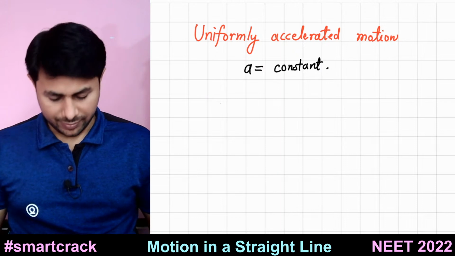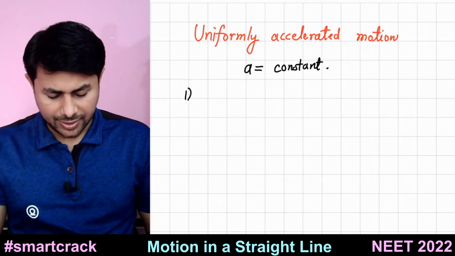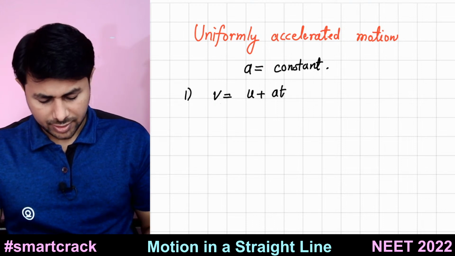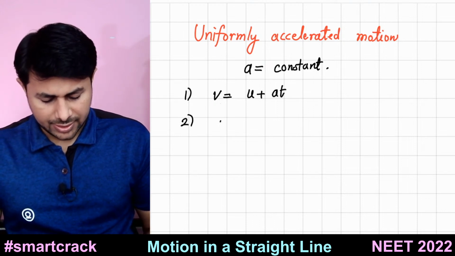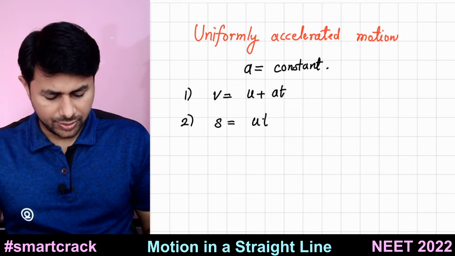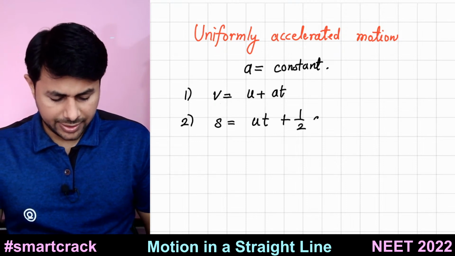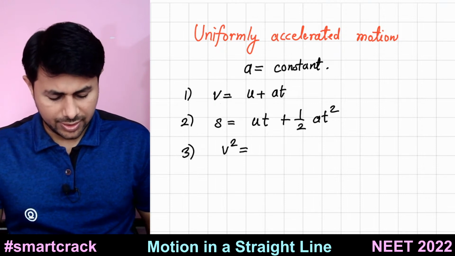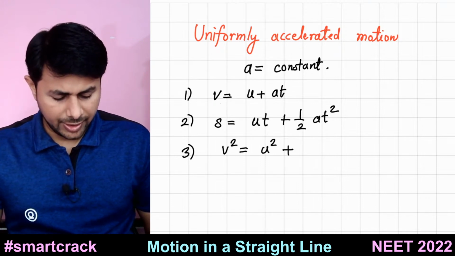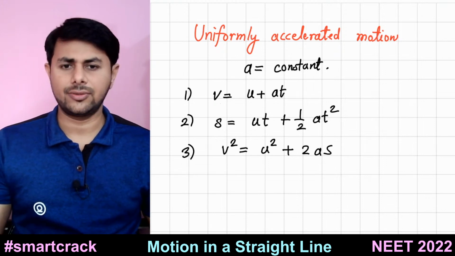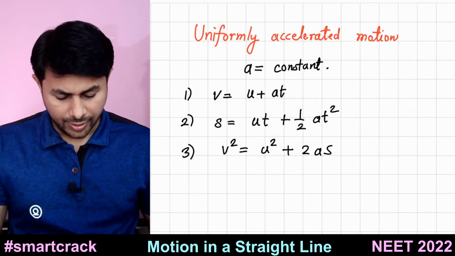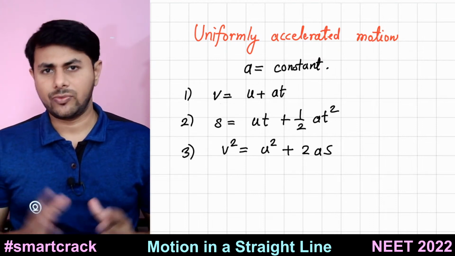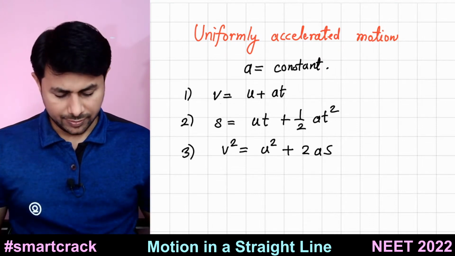And what are they? The three kinematic equations are, first one is v is equal to u plus at. Second equation is s equals to ut plus half at square. Third equation is v square equals to u square plus 2 times a into s. Okay, so we get these three kinematic equations of motion for uniformly accelerated motion.